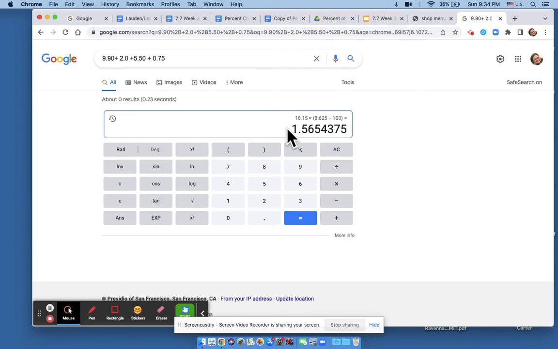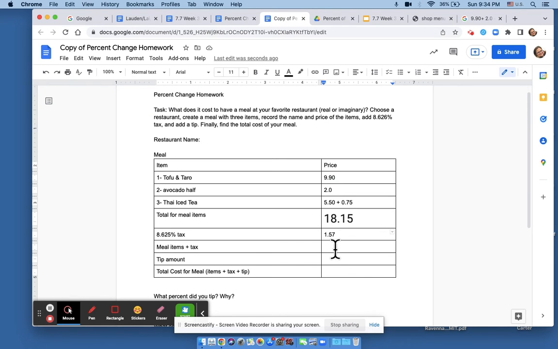So then I'm going to go back over here and say, okay, so I have $18.15 plus I tip $1.57 equals $19.72. Okay, so that's my meal plus my tax. It's going to cost me just under 20 bucks.